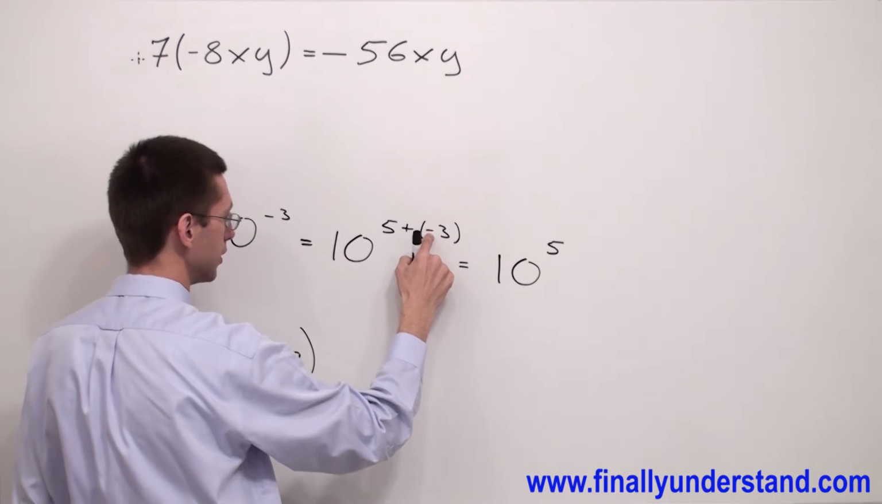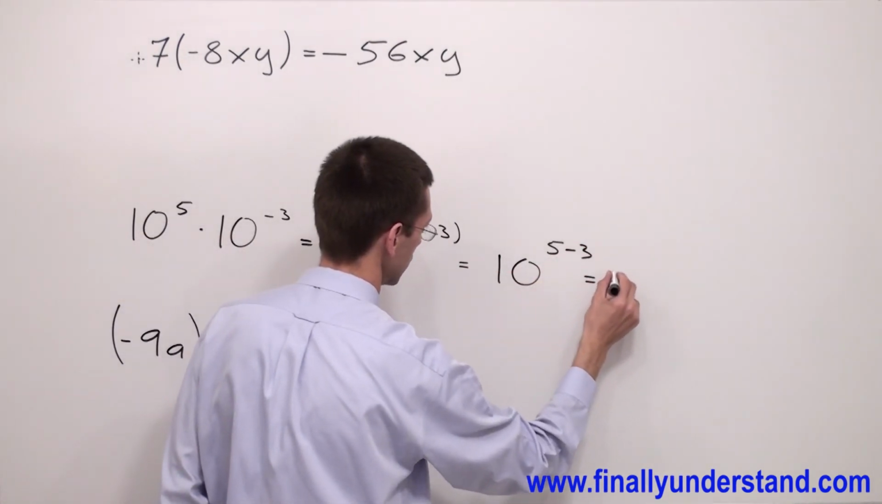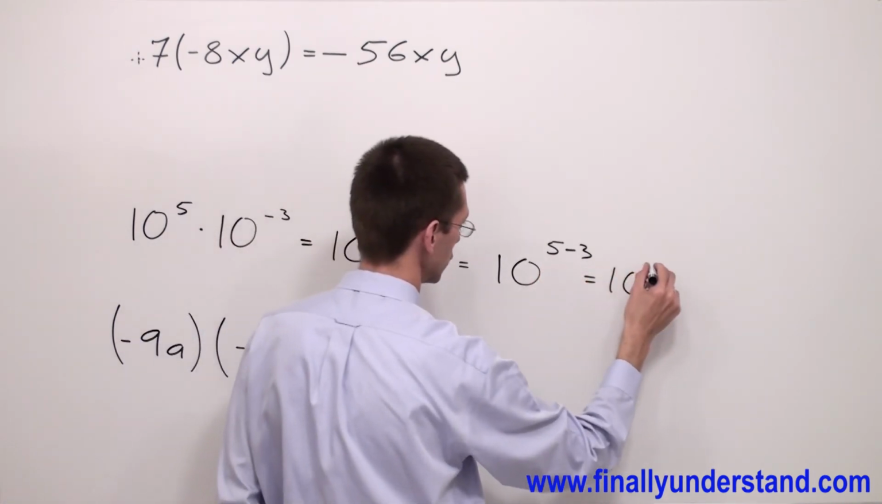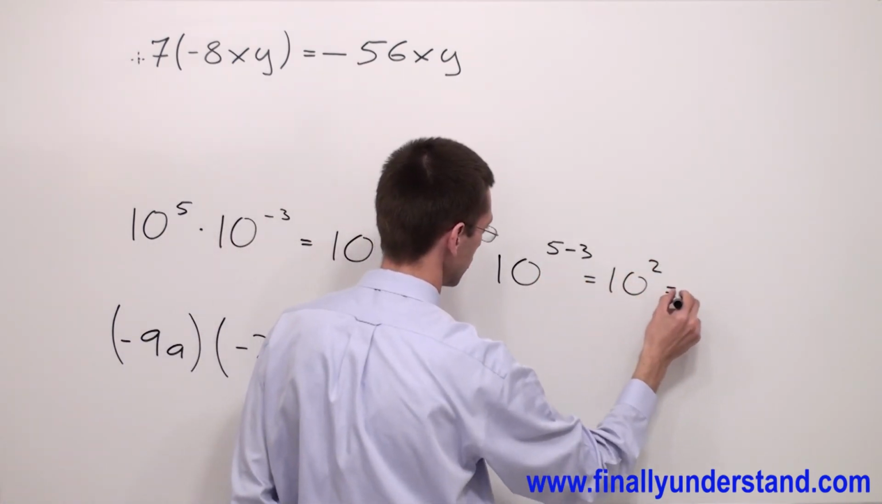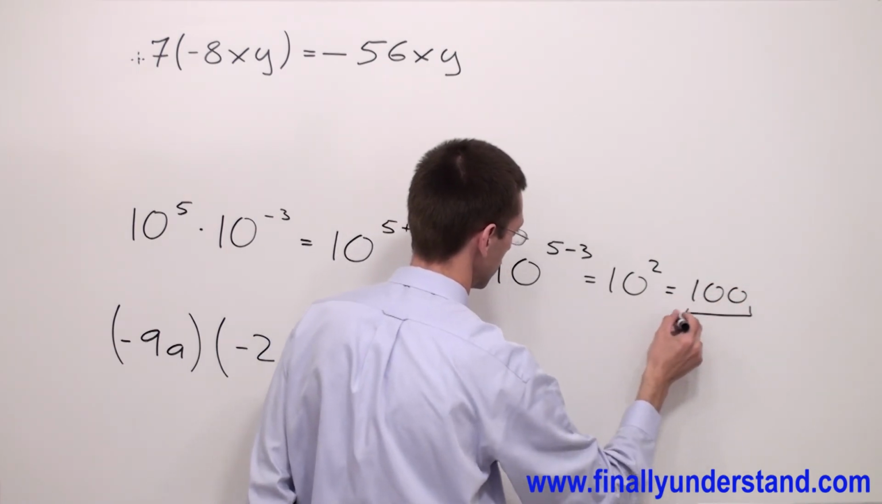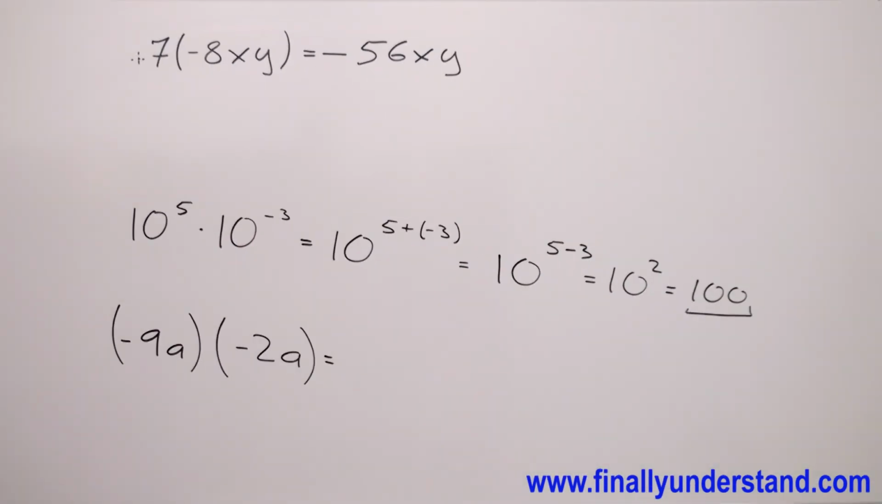Positive times negative is negative. This is equal 10 to the power of 5 minus 3, which is 2, which is simply equal 100. This is the solution to my second problem. Let's take a look at the third example.